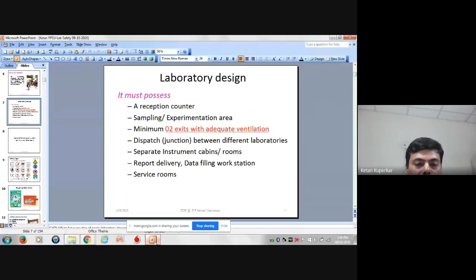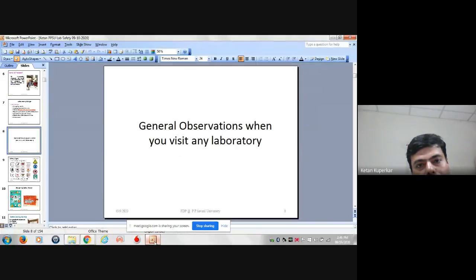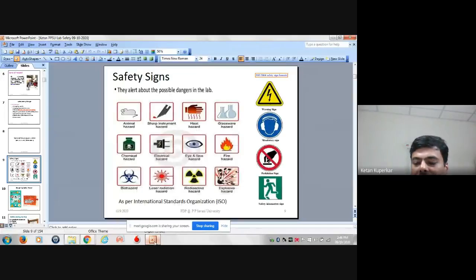In addition to the laboratory design, there should be a service room attached where the lab assistants or the lab attendants can prepare their sample solutions, and vendors can come and visit some of the instruments which are under maintenance. So definitely those service rooms are also to be designed well when the infrastructure of the laboratory is being put forth. So now the basic general observation when you visit any laboratory is, first of all, you see several safety signs.